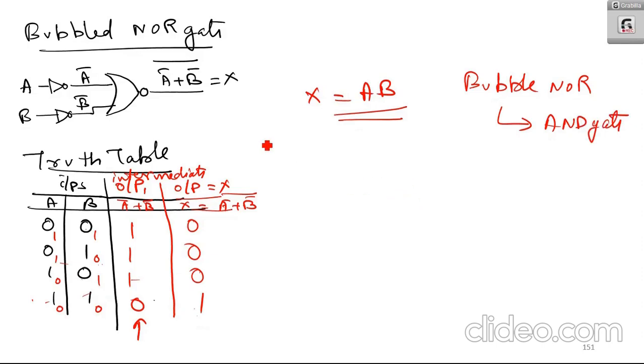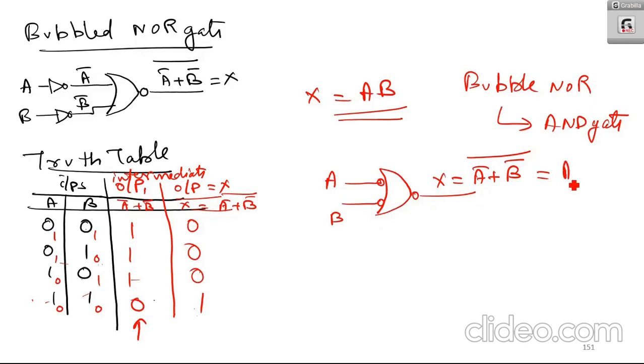If you are drawing a simplified figure of this bubbled NOR, you can draw like this. So you will get A bubbled, B bubbled. Okay. So what is the output? It is equal to A bar or B bar, the whole bar. Okay. What is that? That is basically equal to AB. What is A bar or B bar? That is 1. Okay.